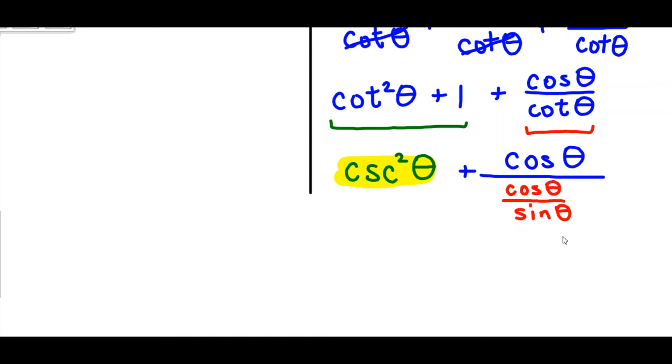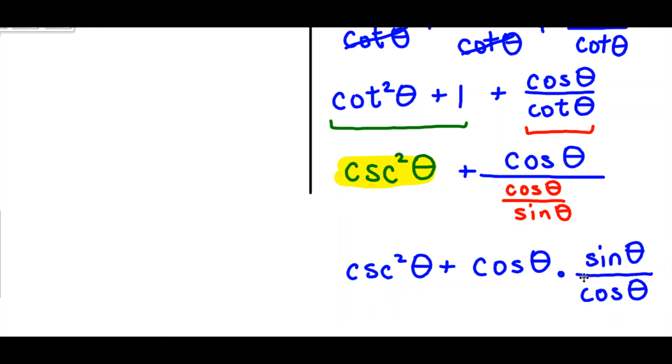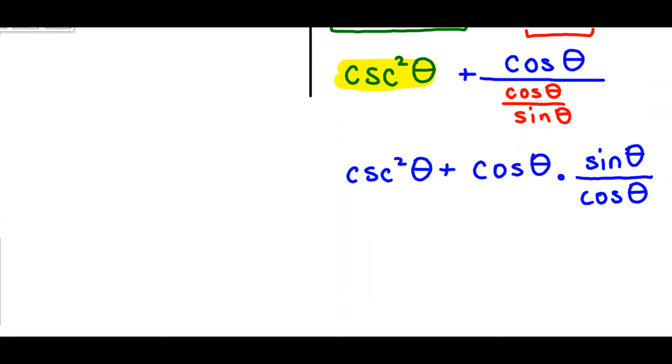If you choose to highlight it, that's awesome. If you don't, also awesome. So I'm going to bring that cosecant squared theta down to the next step. And I'm going to look at this and say, you know what? I have a fraction within a fraction. So I'm going to say, when I divide fractions, I multiply by the reciprocal. So I'm going to have plus cosine theta times sine over cosine. So I've done the reciprocal of my denominator, and I need to simplify.